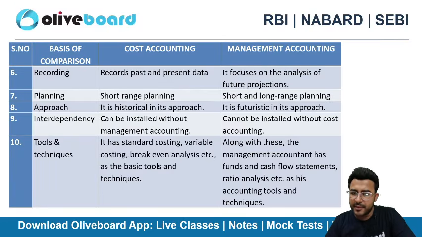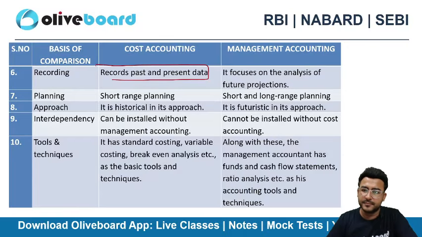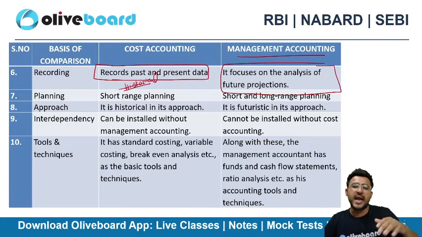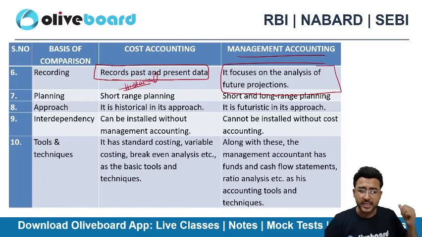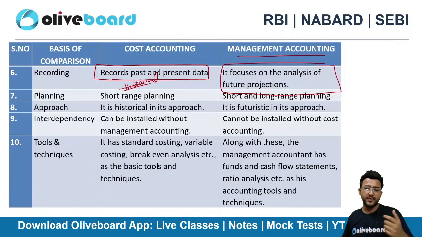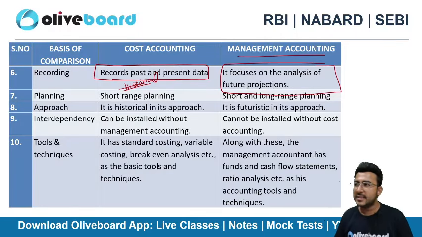If I talk about the recording part, cost accounting records the past and present data. It can only record historical data. Whereas management accounting focuses on future projections as well. What can happen in future? What can be my balance sheet of the next financial year? That's a projection, not historical data. If I'm preparing the balance sheet of past years, that's historical data. If I'm preparing the balance sheet of the next three financial years on an estimated basis, that's management accounting.